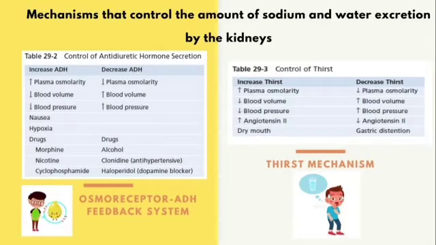Now, we're done with the osmoreceptor ADH feedback system and its disorders. Let us now move on to the other mechanism that controls the amount of sodium and water excretion by the kidneys, the thirst mechanism, which is on the right side of your screen. Before discussing the table on the right side of your screen, which is the control of thirst, we should understand first the underlying process of thirst mechanism. To understand this, please click the picture of the thirsty boy.